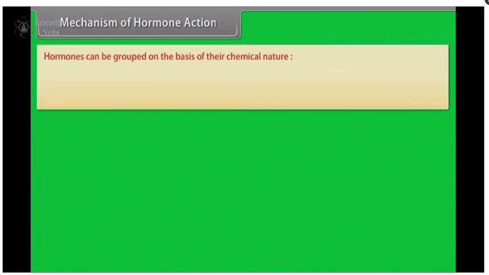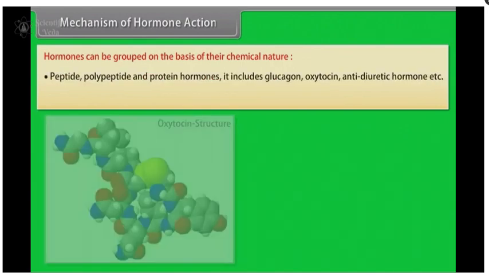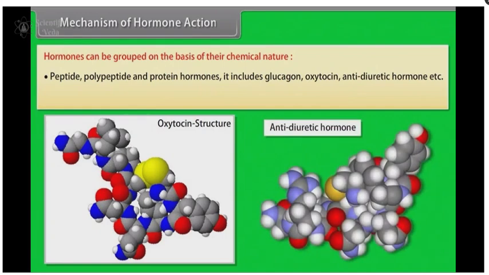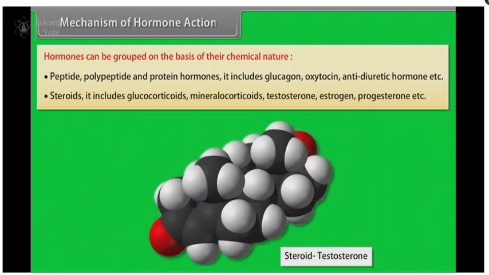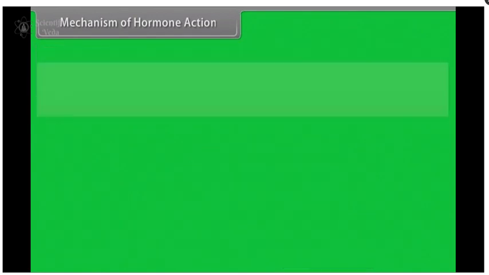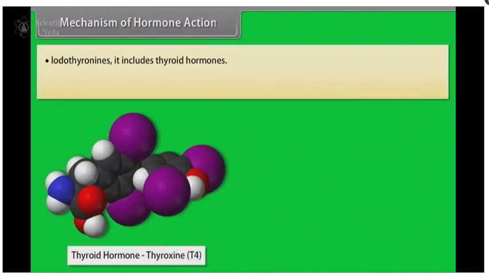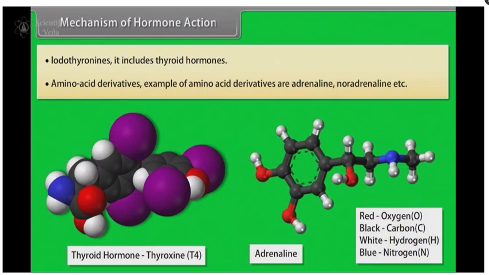Hormones can be grouped on the basis of their chemical nature: peptide, polypeptide, and protein hormones. It includes glucagon, oxytocin, antidiuretic hormone, etc. Steroids. It includes glucocorticoids, mineralocorticoids, testosterone, estrogen, progesterone, etc. Iodothyronines. It includes thyroid hormones. Amino acid derivatives. Examples of amino acid derivatives are adrenaline, noradrenaline, etc.